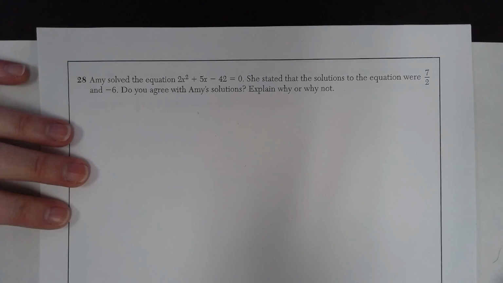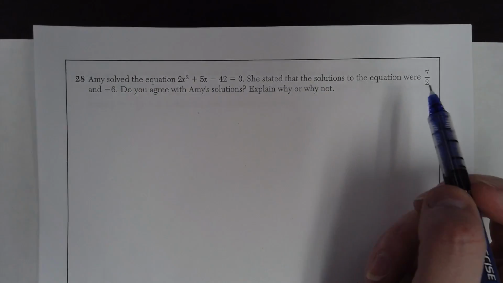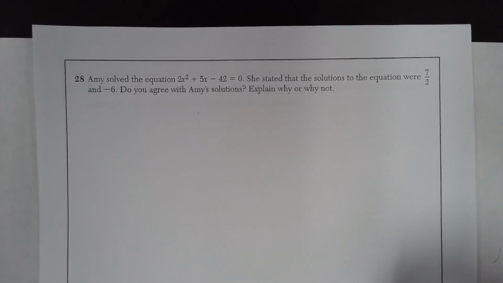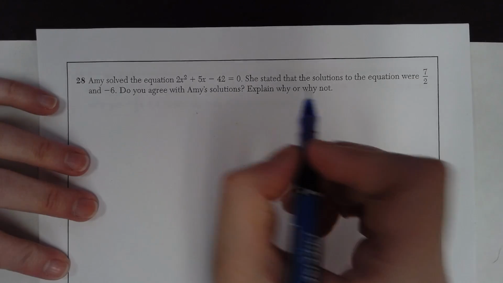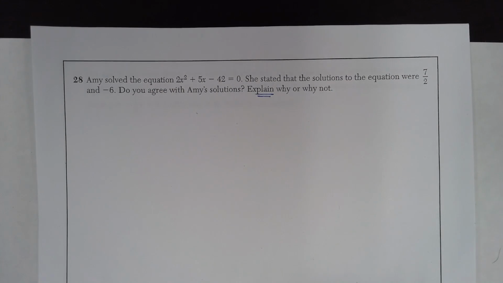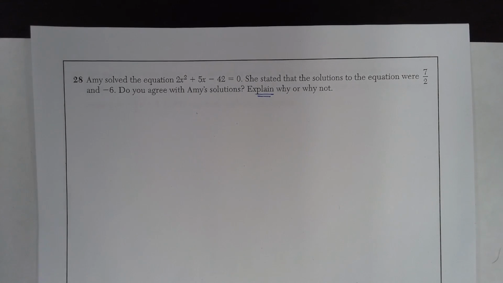Next question. Amy solved this equation. She stated that the solutions were 7 over 2 and negative 6. Do you agree? Explain why or why not. Okay, again, we have to explain our answer, so at the end we've got to do a sentence or two. Now, we don't even know how to solve this equation yet, but we can still do this question, because if they're telling us what the solutions might be, we just have to see if they actually work.